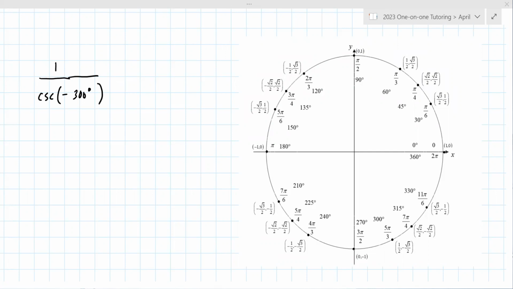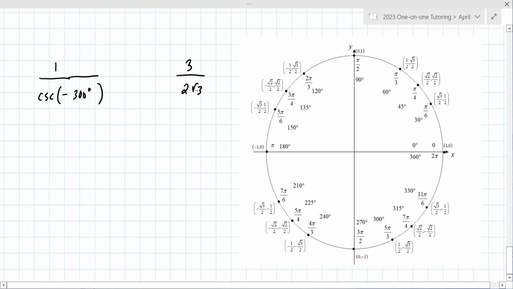How's this going? Good, I think. Let me just make sure I got it. Okay, so without it being rationalized, I got 3/2√3. 3/2√3. Okay.